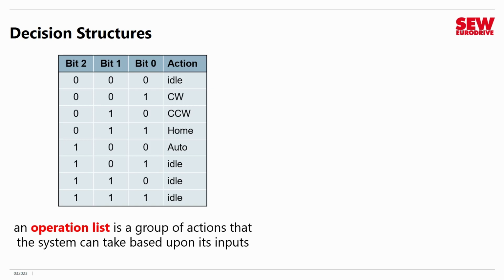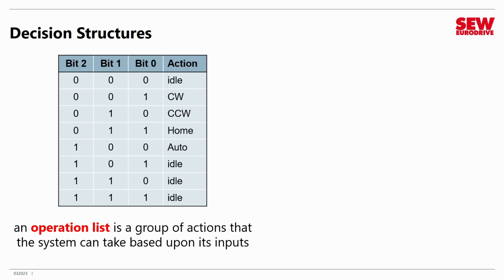So we're sending a 3-bit number in from, say, the digital inputs, and based on those numbers, we decide what to do. So if all 3 bits come in 0, we idle. If bit 0 is a 1 and the other 2 are 0, we turn clockwise.